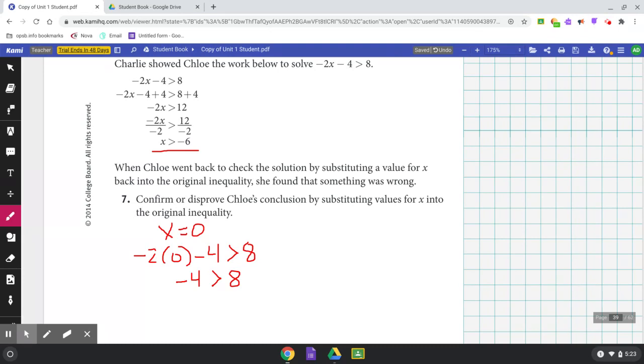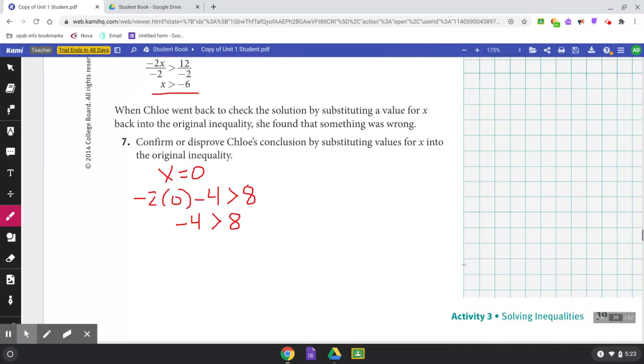So x is greater than negative 6 is not the correct solution. So let's figure out where Charlie went wrong. Charlie followed all the correct steps of solving that inequality by following the same steps that you do for solving an equation, but his solution's not right.